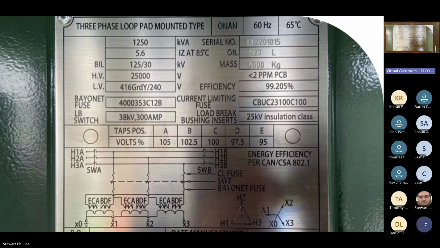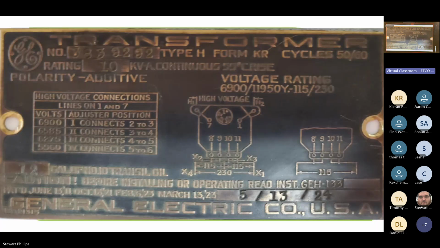Yeah, always make sure you put the correct unit. So for this one, yeah, 1250 kVA. So 1,250,000 volt amps. So a pretty beefy transformer. Cool. What about this one?